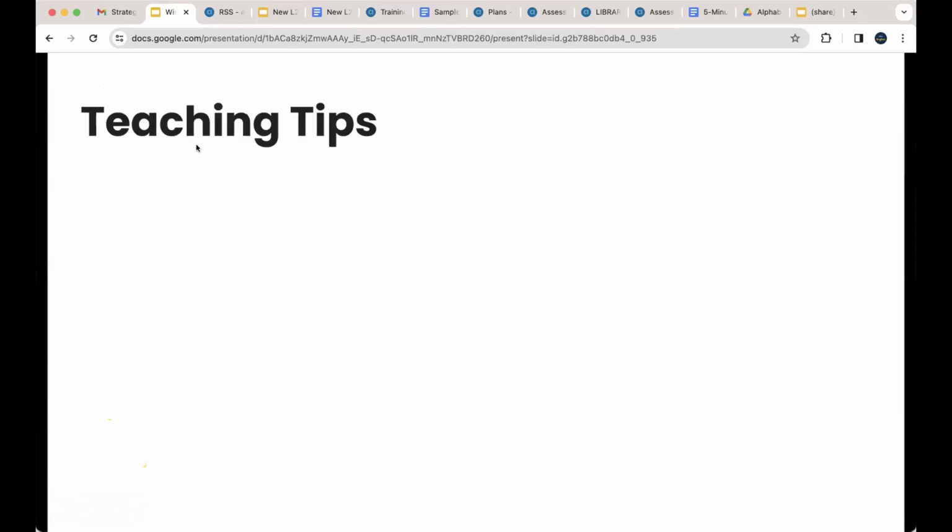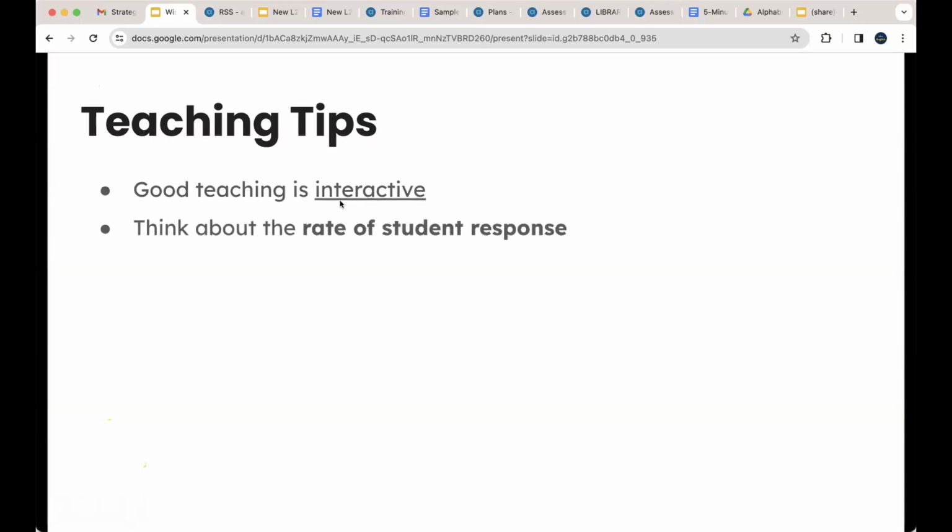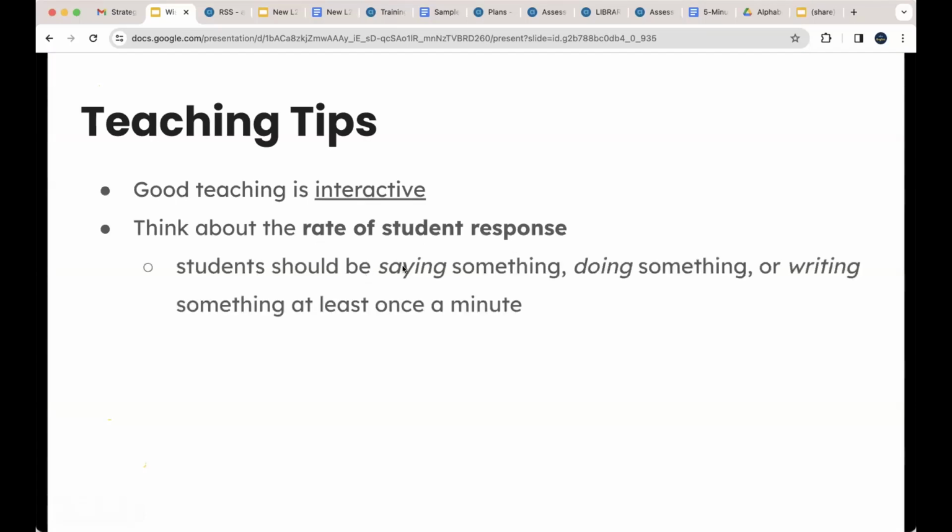So just a reminder that good teaching is interactive, and I think it can be really useful to think about your rate of student response. So students should be saying something, doing something, or writing something at least once a minute. Okay, so think about in your lessons, are the students opening their mouths or doing something or writing something at least once a minute?